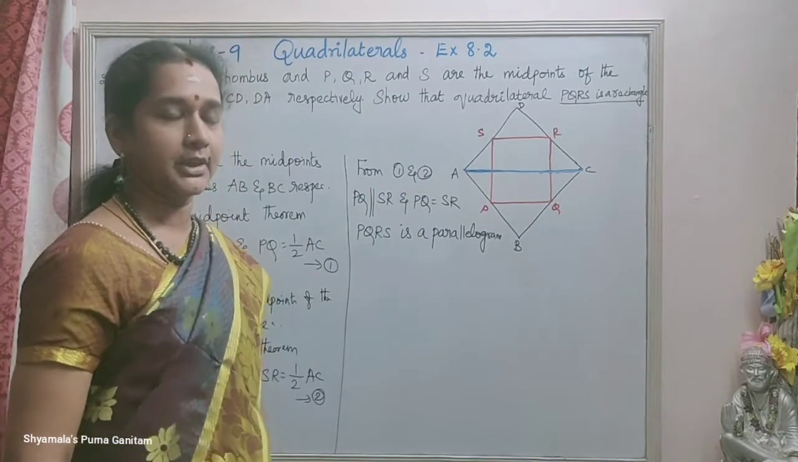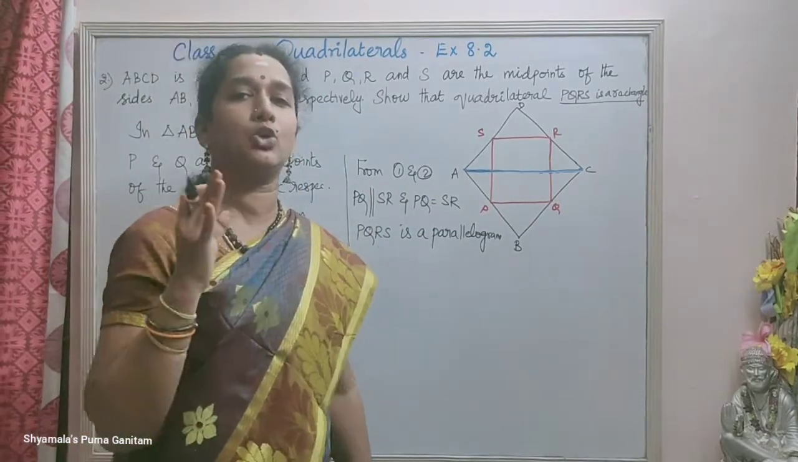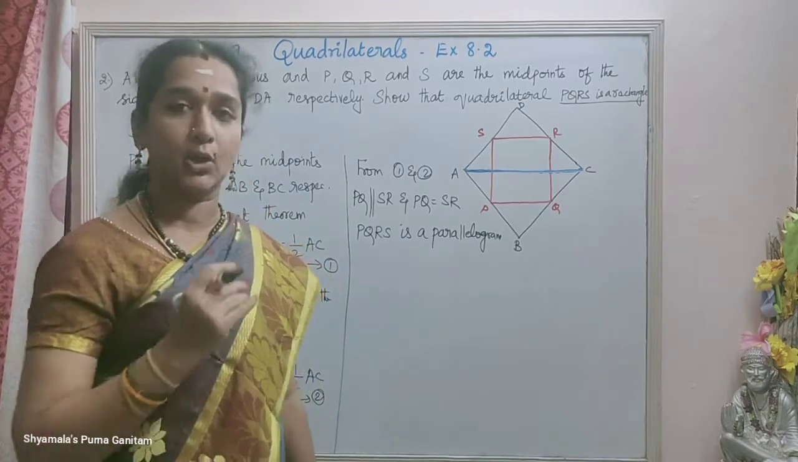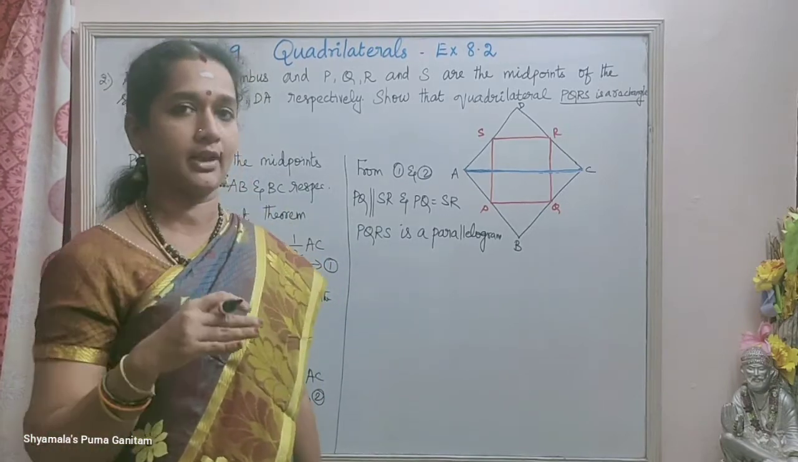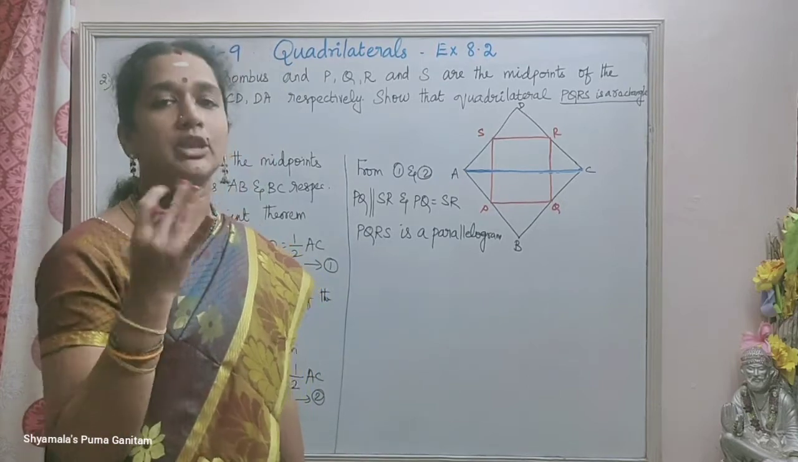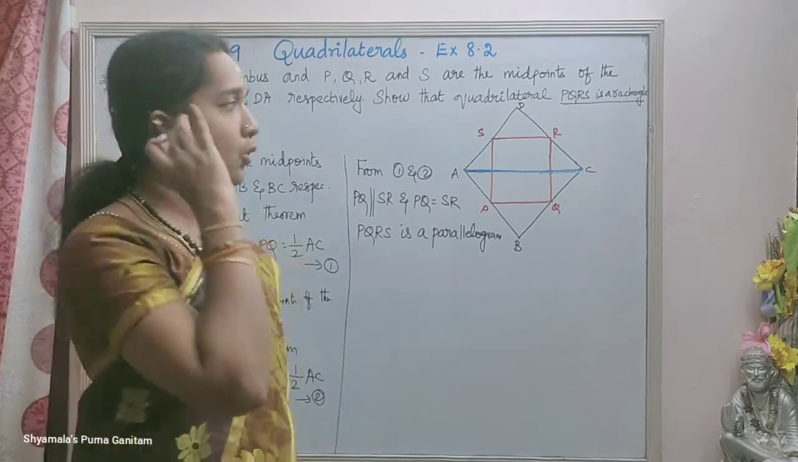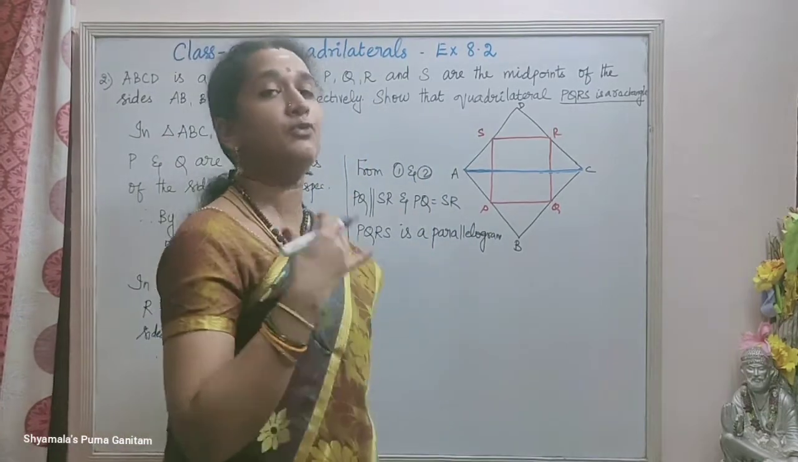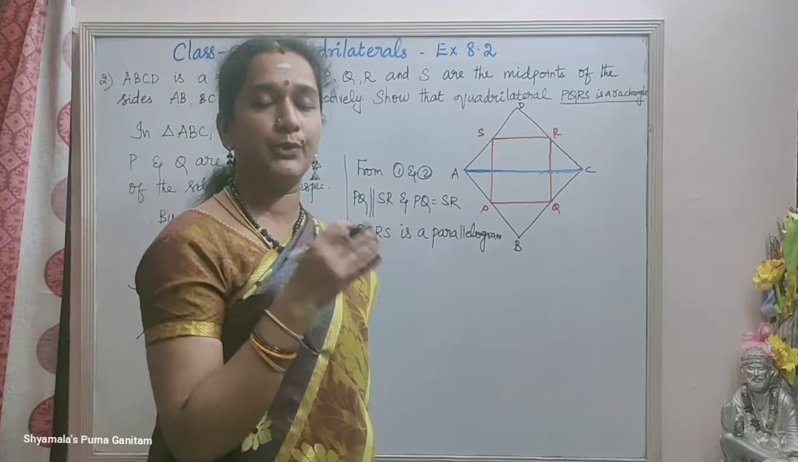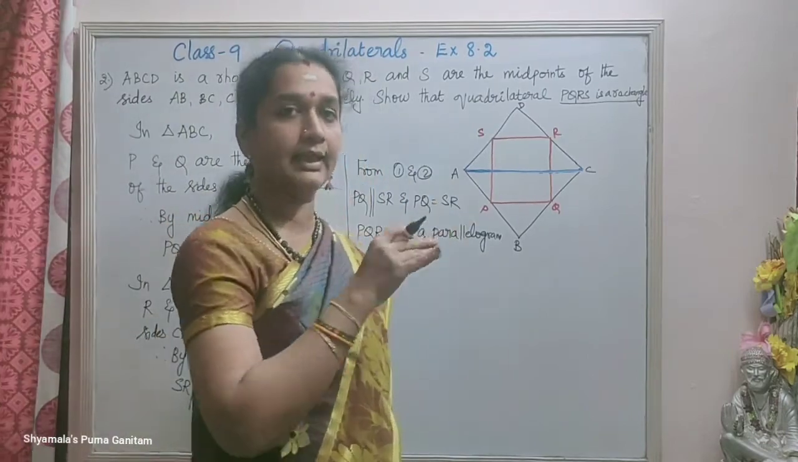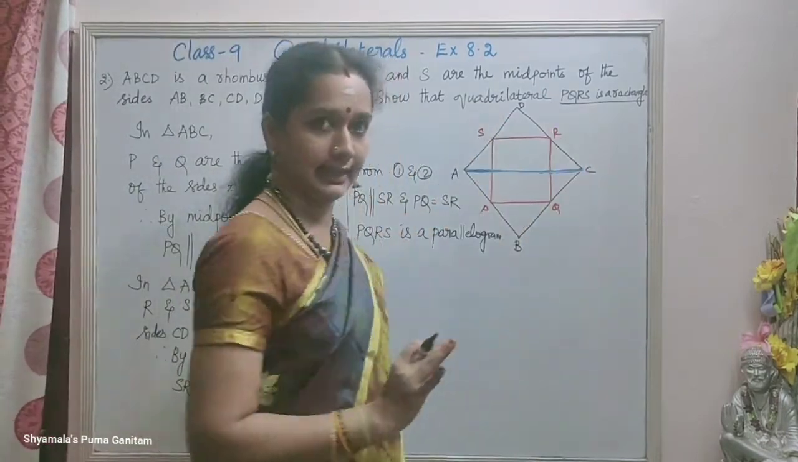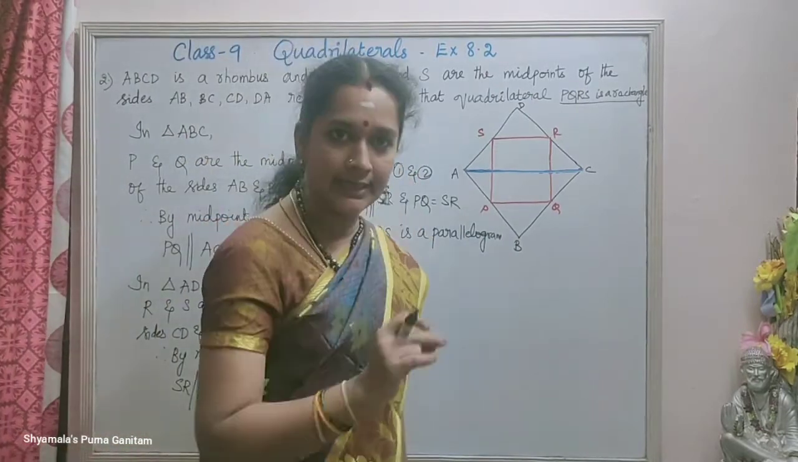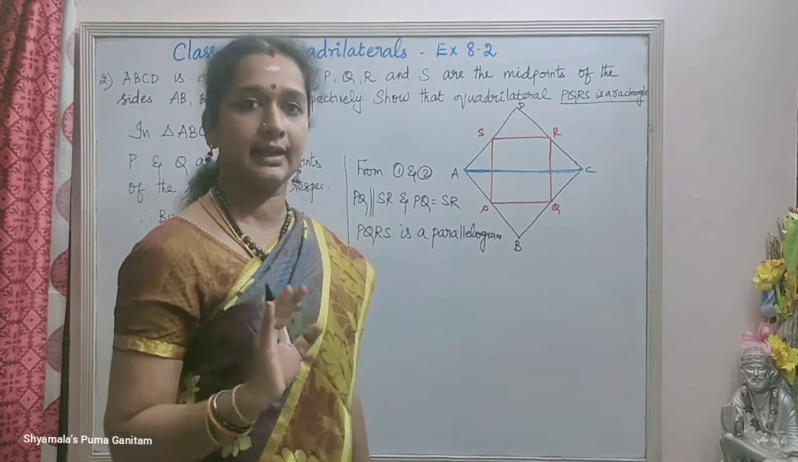Now we got PQRS as a parallelogram, but we are asked to prove that PQRS is a rectangle. For a parallelogram, opposite sides are equal. For a rectangle also, both pairs of opposite sides are equal. The only thing is, if we prove that one angle is 90 degrees in a parallelogram, then we can say that it is a rectangle. So we need to prove that any one angle of the parallelogram is 90 degrees.